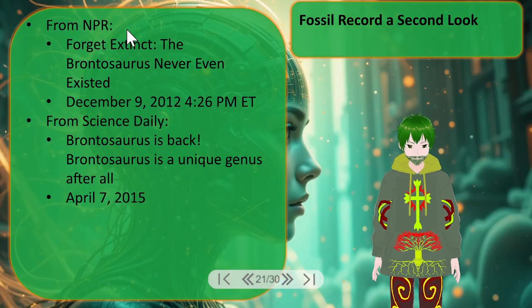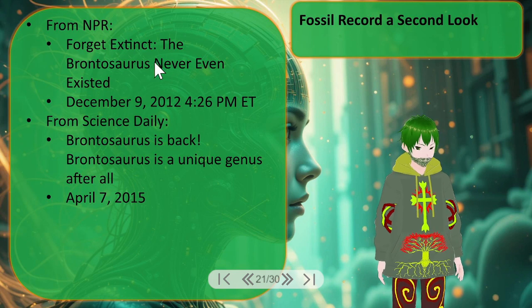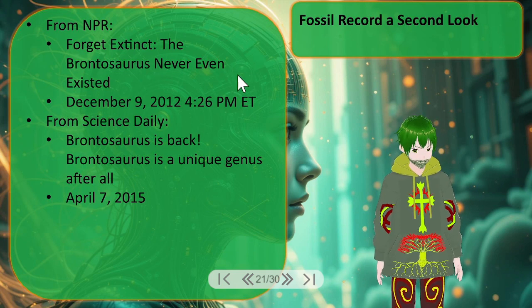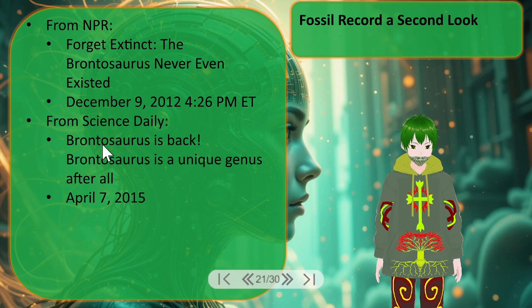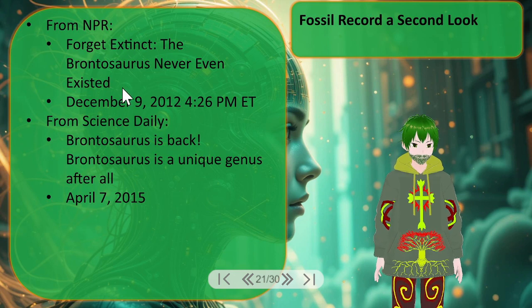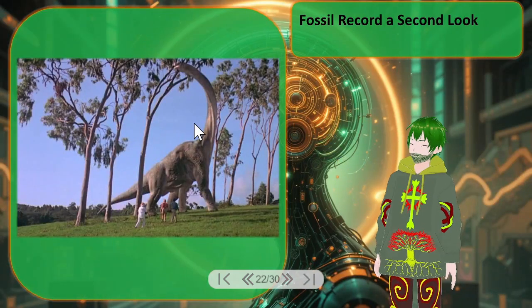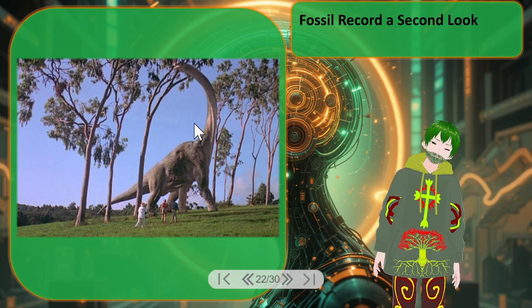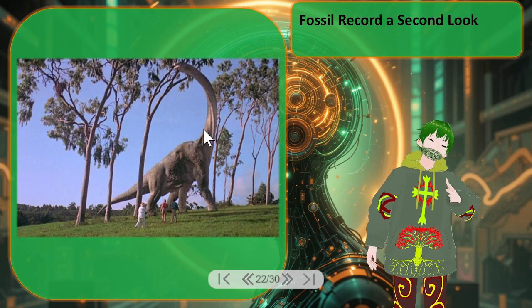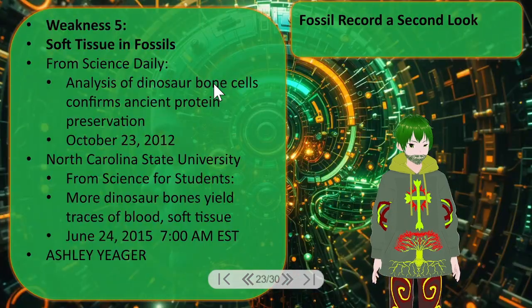So, from NPR, here's another interesting example. Forget extinct, the Brontosaurus never existed. That was from December 2012. And then from Science Daily, Brontosaurus is back, from April 17th, 2015. There was a period of time where the lovely Brontosaurus was thought to have just never existed. And then, oopsie, no, it's real. We really like it. We're going to bring it back. Really super scientific.